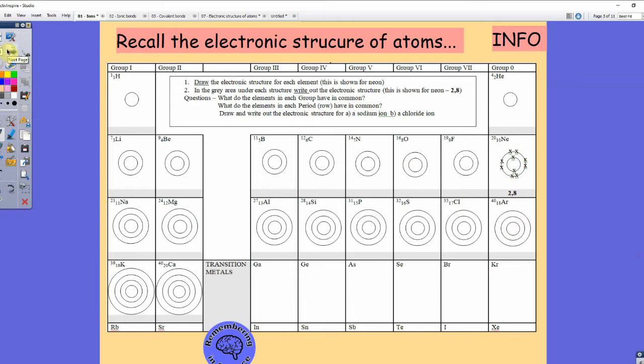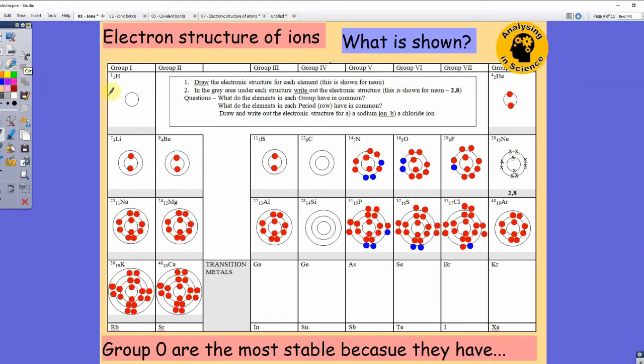So if we draw the electron structure when they've got a full outer shell, this is what it's going to look like. So group 1 have all lost the 1 electron in the outer shell. Group 2 have all lost the 2 electrons in their outer shell. Group 3 lost their 3. We're going to ignore group 4 because it's a bit more complicated for now.